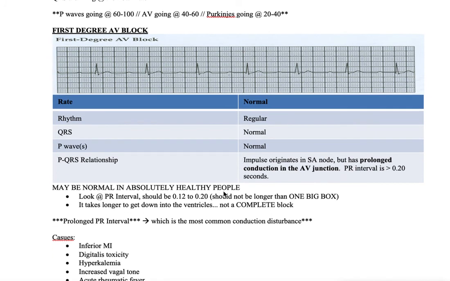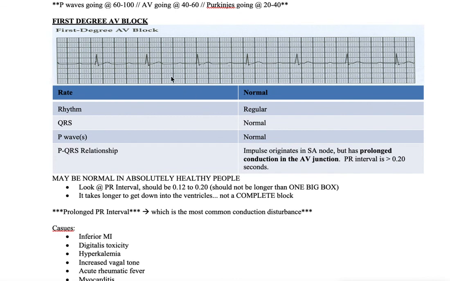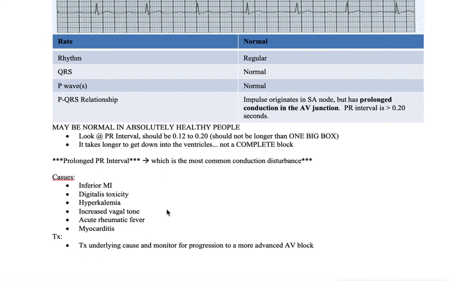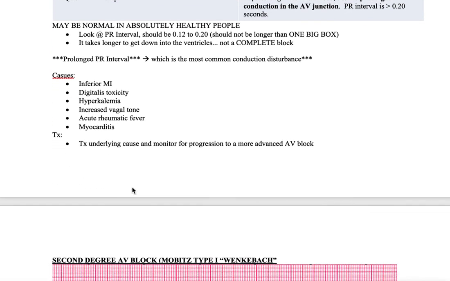Now, it can be normal in absolutely healthy people, but the big takeaway here, which will help you with the NCLEX, is a consistently prolonged PR interval. And there are some different causes. It could be a myocardial infarction, a heart attack. It could be high potassium. It could be an increased vagal tone. It could be all these different things that will cause it.